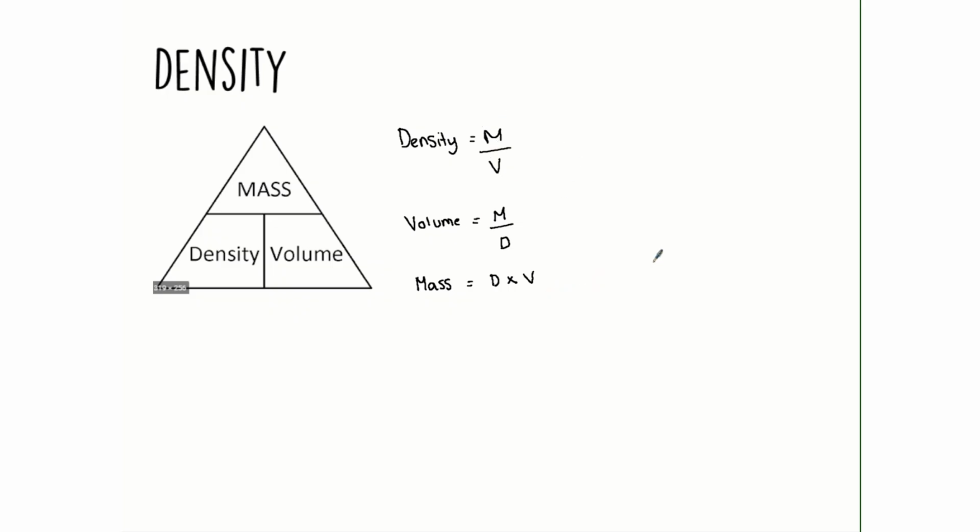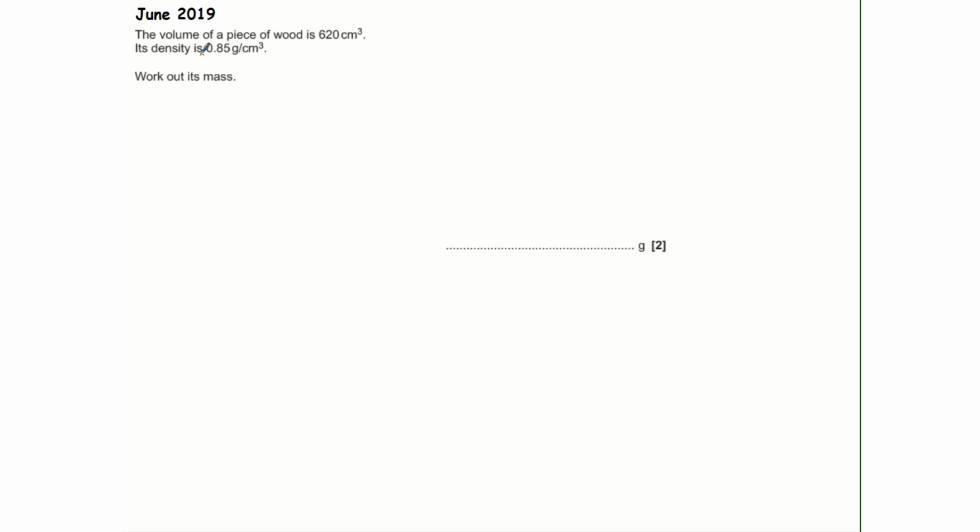So I'm just going to talk through some of the GCSE style questions that we may see, and they do range from 2-mark questions up to 6-mark questions. I'm going to start off with quite a straightforward question. It's asking me, I've got the volume of a piece of wood is 620 centimetres cubed, I know its density, and I've been asked to work out its mass. First thing I'm going to draw myself is a triangle. I know its mass on top, density and volume. So looking at this question here, it's asking me to calculate the mass.